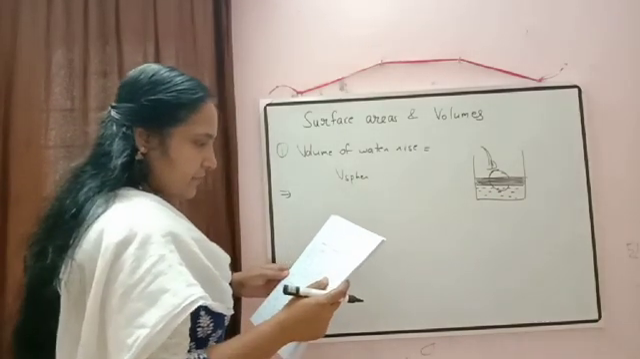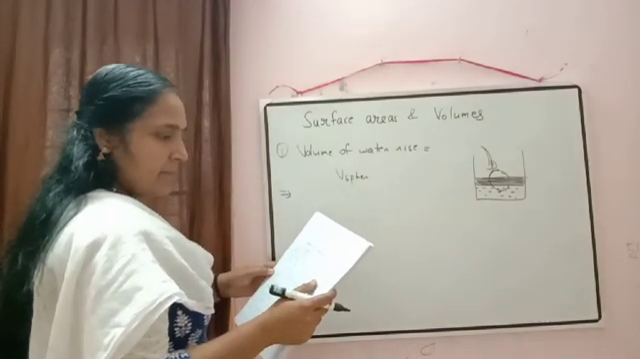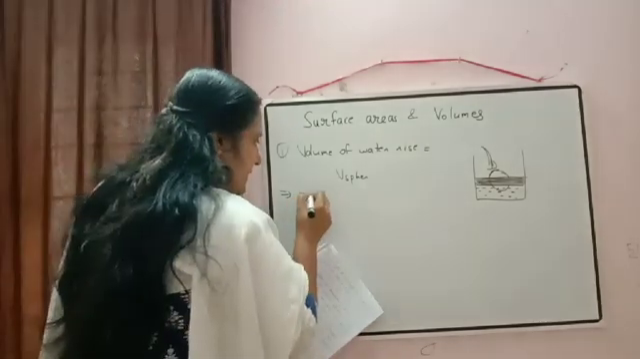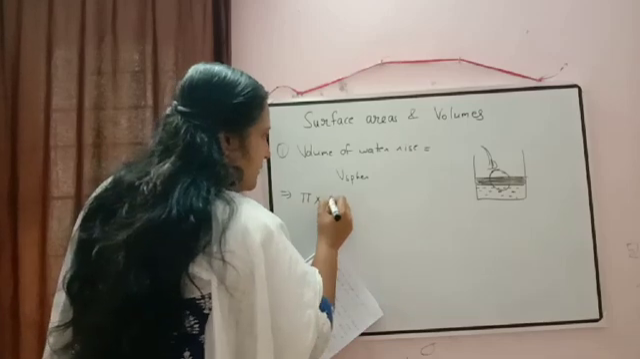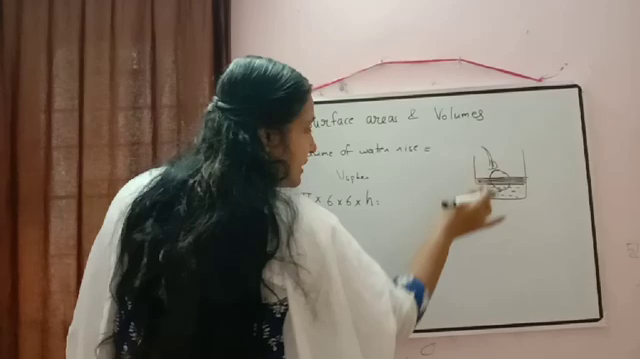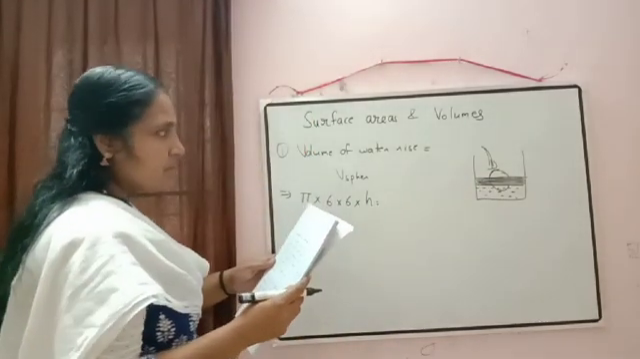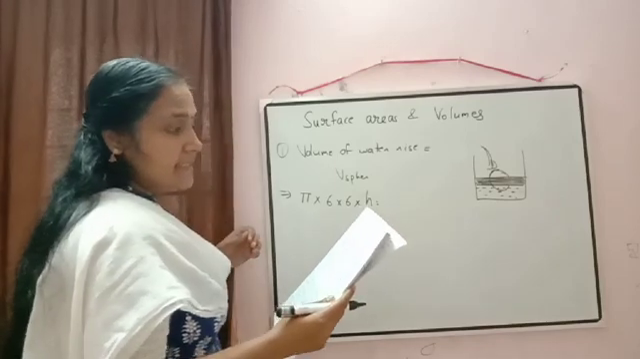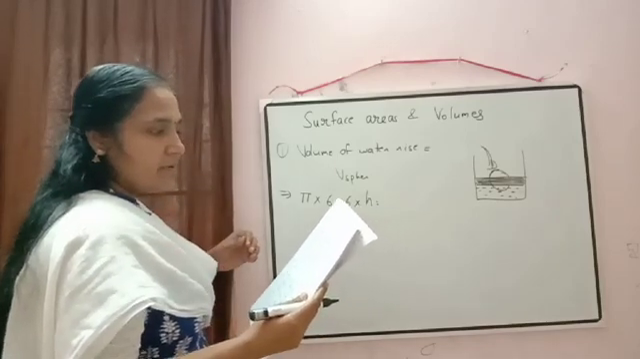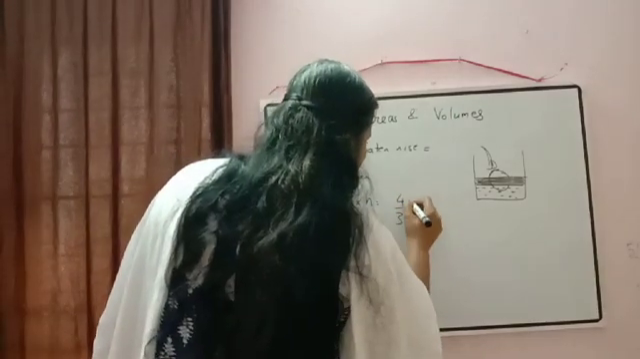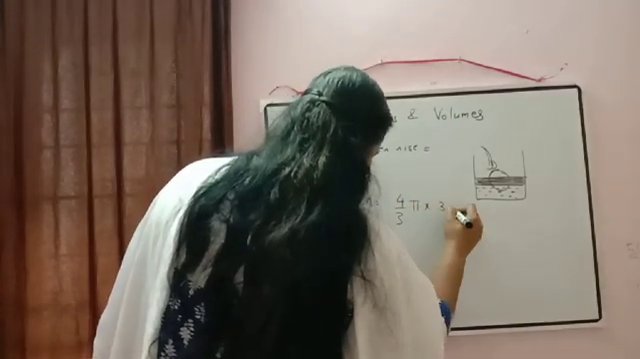And what is the radius of the cylindrical vessel? Diameter is given as 12 centimeters, so radius will be equal to 6 centimeters. So we write pi into 6 into 6 into h, the rise we are calculating, equal to the volume of the sphere. The sphere is of diameter 6 centimeter, so radius will be equal to 3 centimeter, and the formula is 4 by 3 pi r cube. So that will be 4 by 3 pi into 3 into 3 into 3.